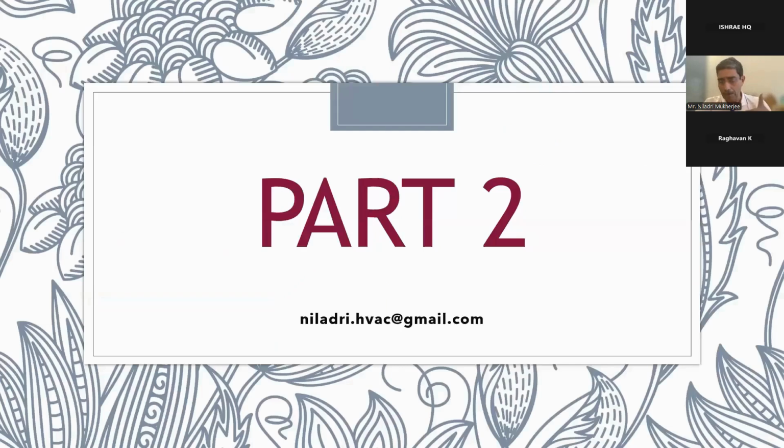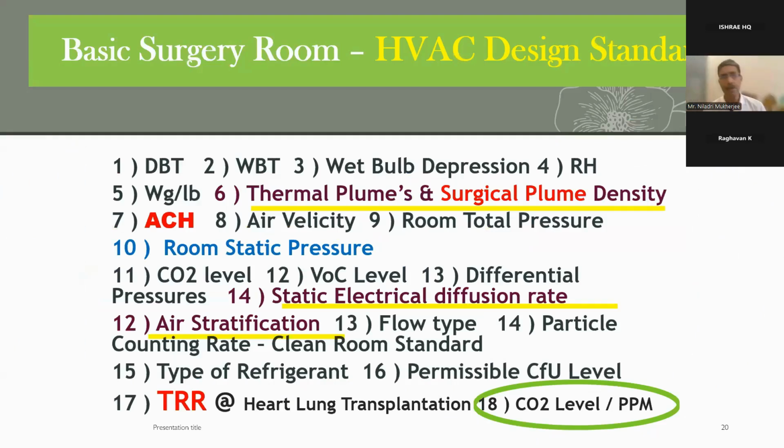So we are going into part 2. I'm going fast because we have not much time. Go through these slides. This is a very basic surgery room specification: dry bulb temperature, wet bulb temperature, wet bulb depression, RH. Now you see point number 5, I wrote WG by LB. It is basically grains per pound. I will explain what grains per pound is versus RH, and why these two are very critical and must be analyzed separately in a surgery room or any critical areas of hospitals. Sixth is thermal plumes and thermal plume density.